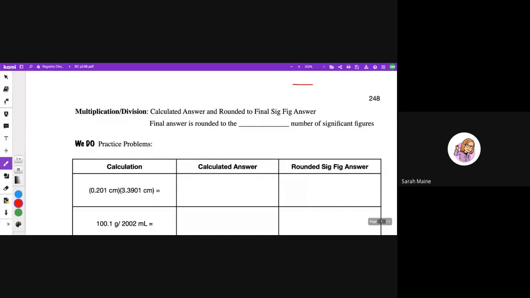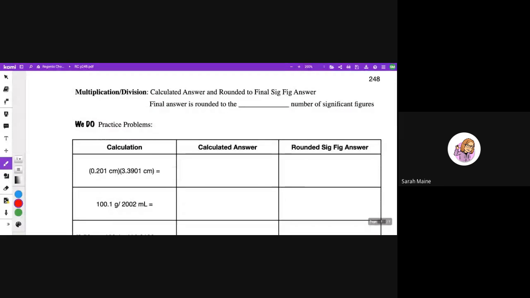We are looking at notebook page 248, and we're going to start looking at the significant figure rules when we multiply and divide answers. So we're not changing how we do the math. Do the math in the calculator, but it's how we figure out how many digits to keep in the final significant figure answer. So put the numbers in your calculator, get your calculated answer. And then the final answer is rounded to the lower number of significant figures. So the lowest number of significant figures.